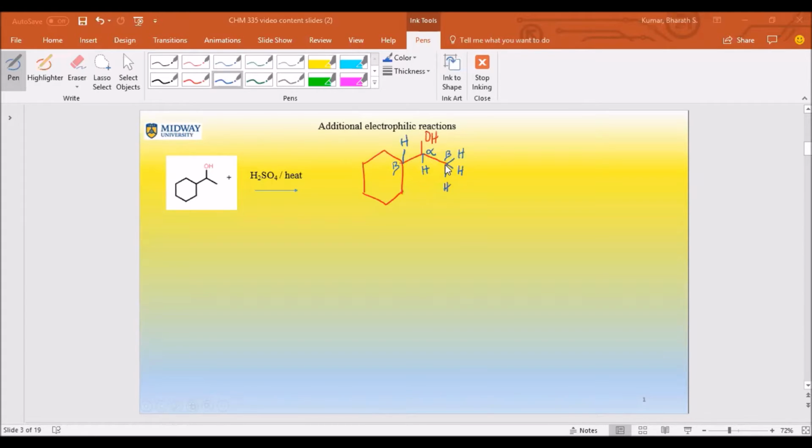Now, if you remember, if a bond is just on the terminal end, it's got to be methyl, right? So we have 3 hydrogens here on this carbon. Okay, this is the carbon containing the leaving group, which is the OH, and that's got to be the alpha. The carbons adjacent on either side are the beta, right?